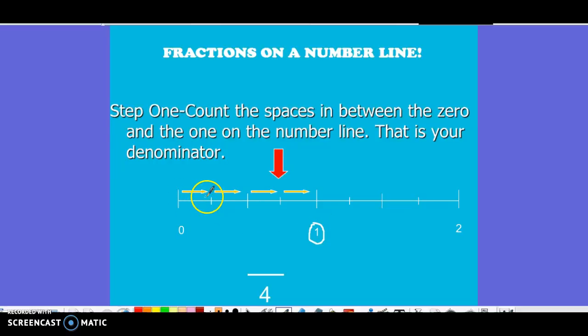You can see I have these orange arrows just to indicate how many spaces there are. 1 space, 2 spaces, 3 spaces, and 4. This number of spaces becomes my denominator, the main focus, the number on the bottom. That is the total number of spaces or pieces.